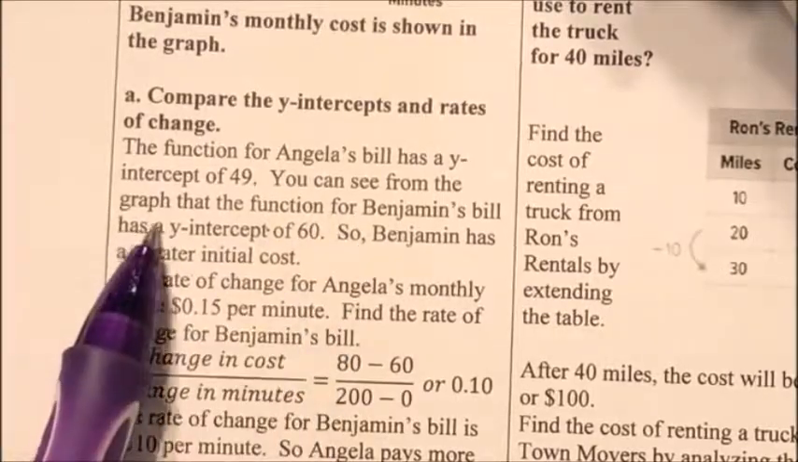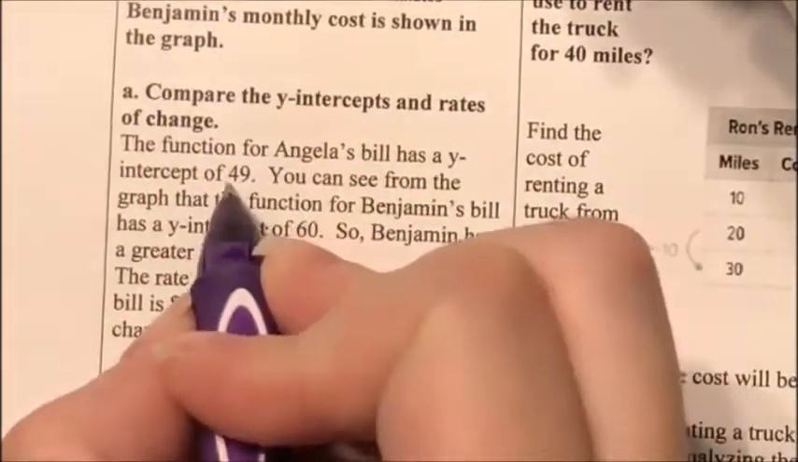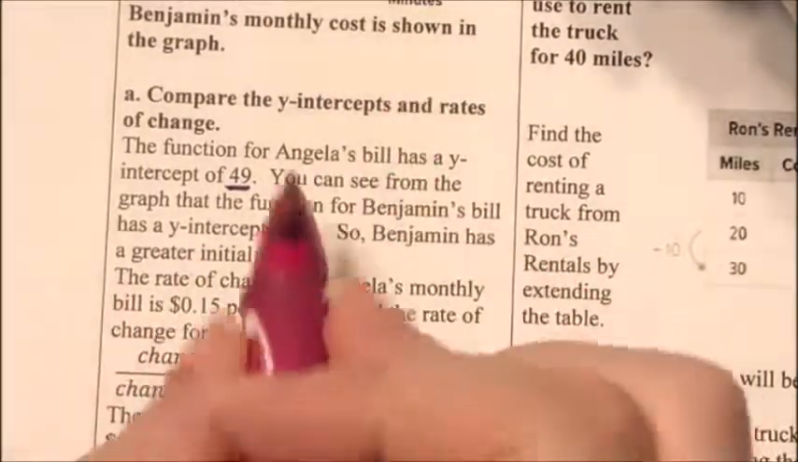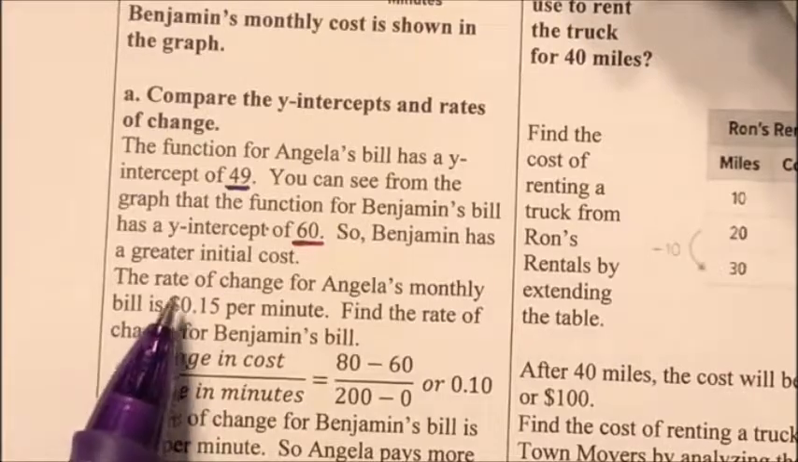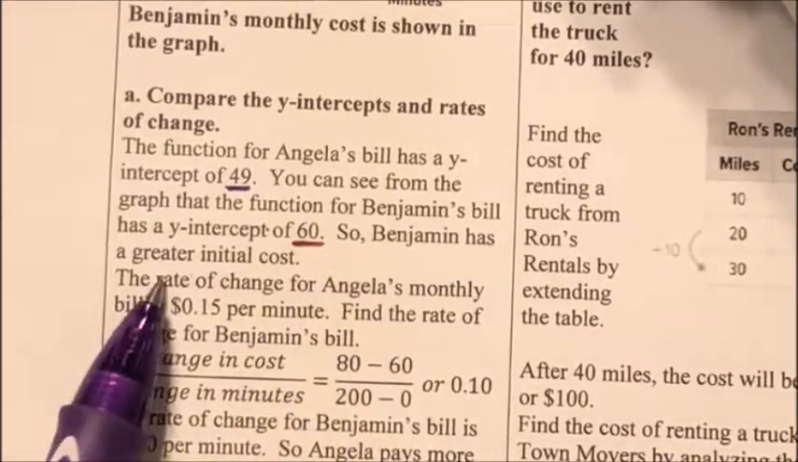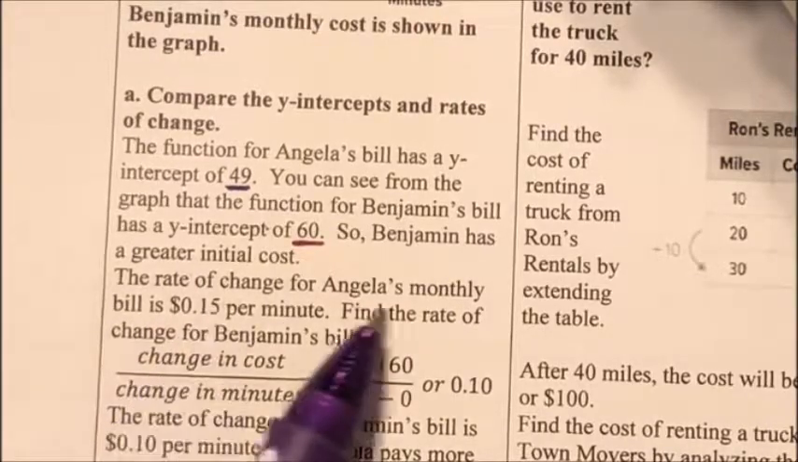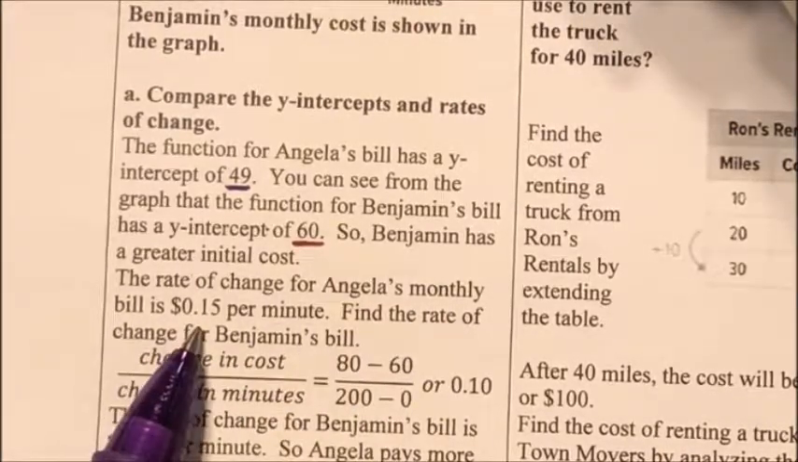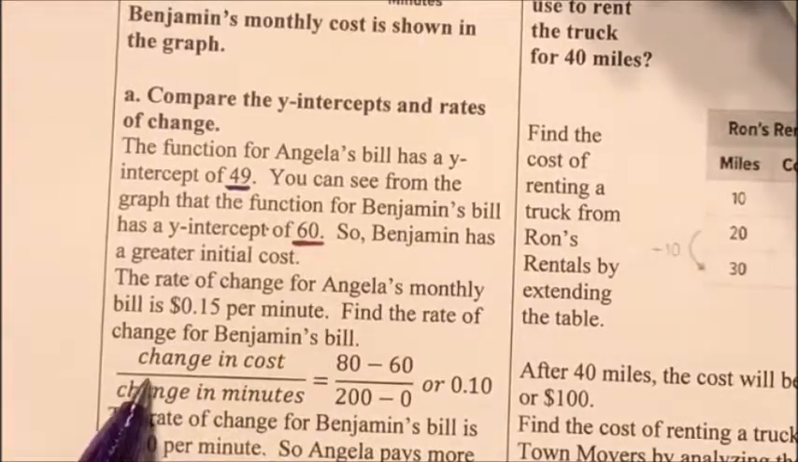You can see from the graph that the function for Benjamin's bill has a y-intercept of 60. So Angela has an intercept of 49. Benjamin has an intercept of 60. So Benjamin has a greater initial cost. The rate of change for Angela's monthly bill is 0.15 cents per minute. Find the rate of change for Benjamin's bill. So his is change in cost over change in minutes.